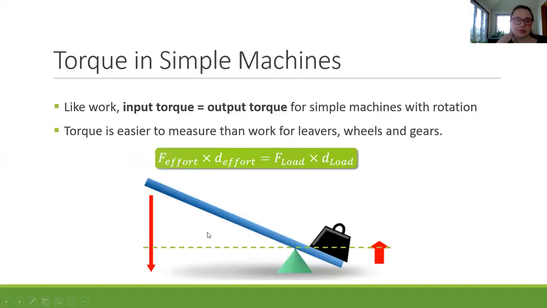So for some simple machines, like I've said, input torque equals output torque, and torque can be easier to measure when we're talking about levers, wheels, and gears. I think I actually spelled lever wrong. So levers, wheels, and gears. Okay, so you'll see if you think of the formula, you can think of it the exact same way. So why are they related? I'll show you why they're related, and then we'll look at how you just use the torque one.